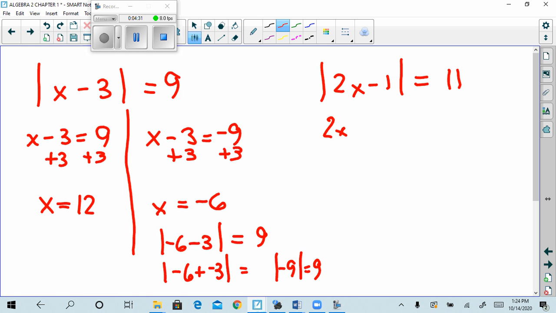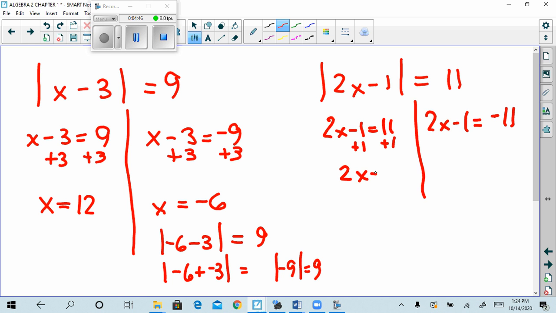Solve it once and solve it twice. The second time, the only thing you're changing is the sign that it's equal to. You'll add 1 to both sides. You'll get 2x is equal to 12. Divide by 2. X is equal to 6.